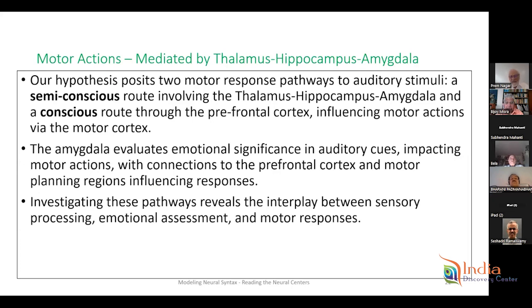Our hypothesis posits two motor response pathways to the auditory system. A semi-conscious route involving the thalamus, hippocampus, and amygdala, and a conscious route through the prefrontal cortex, influencing the motor actions via the motor cortex. The amygdala evaluates emotional significance in auditory cues, impacting the motor action with connections to the prefrontal cortex and motor planning regions, influencing responses. Investigating these pathways reveals the interplay between sensory processing, emotional assessment, and motor response.